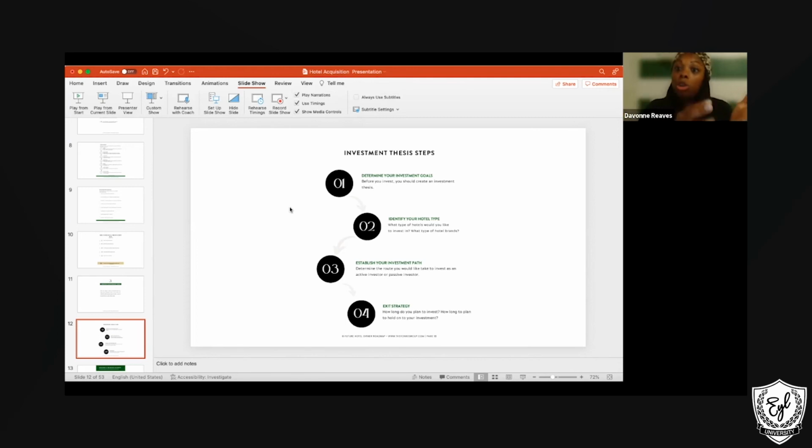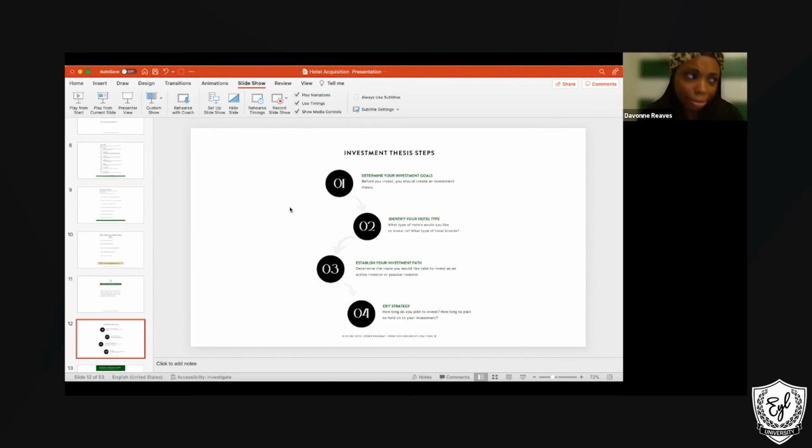But let's say you do want your money to be held for 10 years, then those are the deals you need to look at. Let's say you only want to look at deals in Kentucky, right? Let's say you only want to look at deals that are international, right? So that's what I mean by investment thesis, because it gives you a compass.